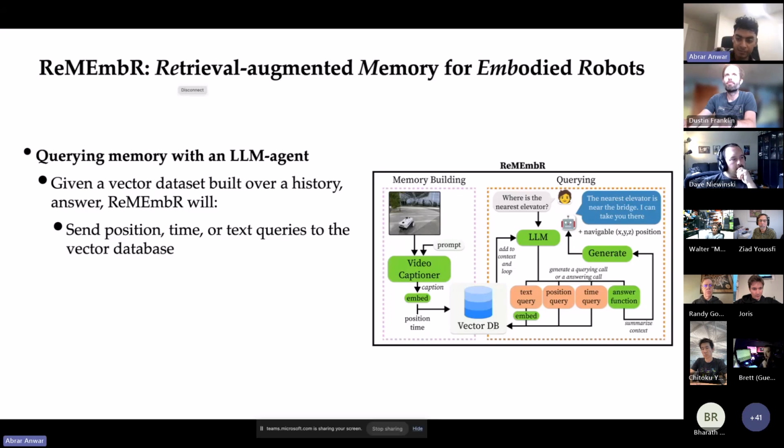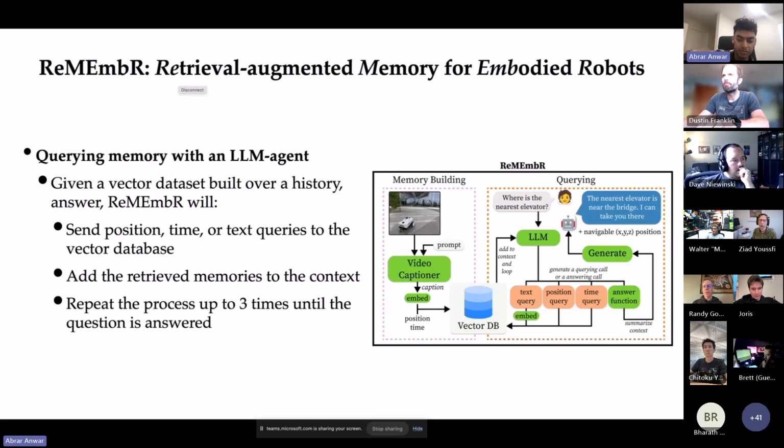For example, given the question where's the nearest elevator, the LLM would likely generate a text query for looking for an elevator, and then the word elevator is embedded, and it queries the vector database, and we get a bunch of potential elevators. That retrieved memory is added into the context of the LLM for the LLM to make another decision. The second time around, it'll ask, do I have the answer to my question, or should I make another text query or a position query or a time query? It can repeat this process up to 3 times, or it can stop and call this answer function, in which it would generate the answer.